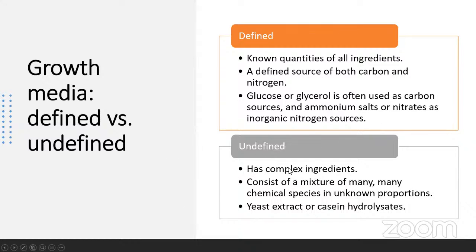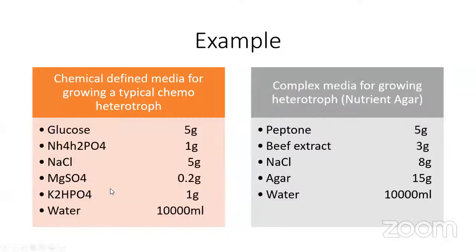Under the undefined media, we have complex ingredients. These consist of a mixture of many, many chemical species in unknown proportions. So for example, if I'm adding yeast extract, yes, I add yeast extract as an organic nitrogen source, but in addition to the organic nitrogen source, it may have carbon sources, all the vitamins and multiple other things which are not listed out in the components. So you have complex ingredients.